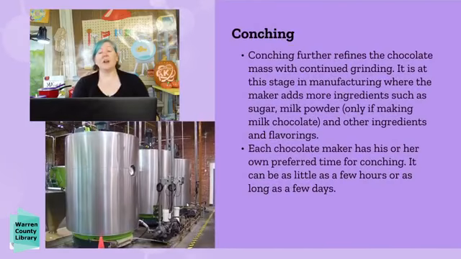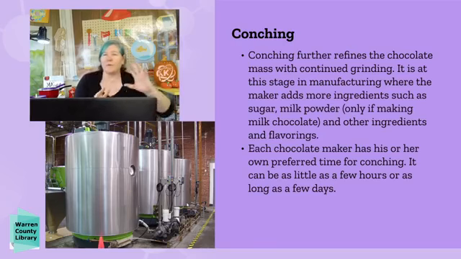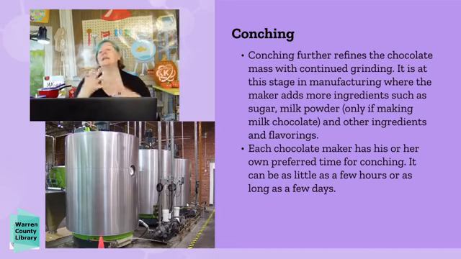We then move on to conching. This refines the chocolate, okay? More grinding, processing. And at this stage, manufacturers will start adding things like sugar, milk or milk powder, other ingredients for flavors. So this is kind of like the early blending where you're refining that chocolate. Every chocolate maker has their own special and often very protected and secretive way of conching and how long it takes. Can take a few hours, can take several days, depending on the flavors that they're hoping to achieve.